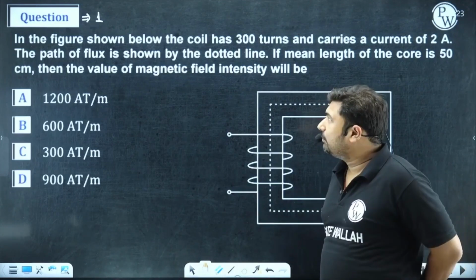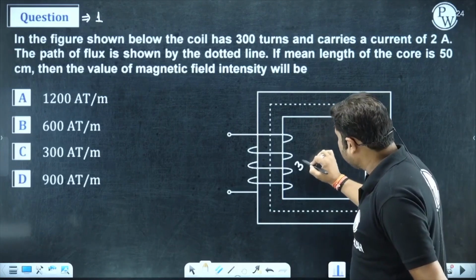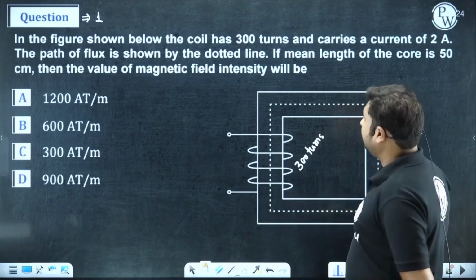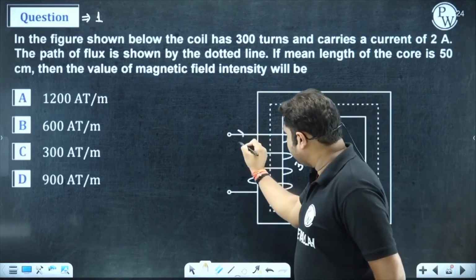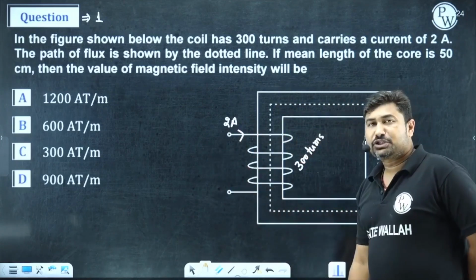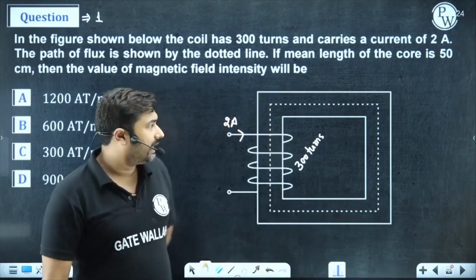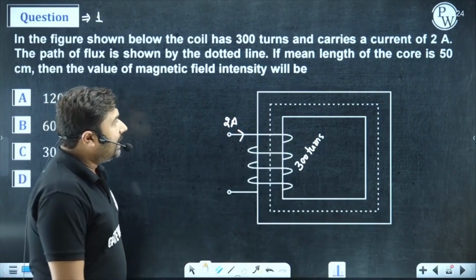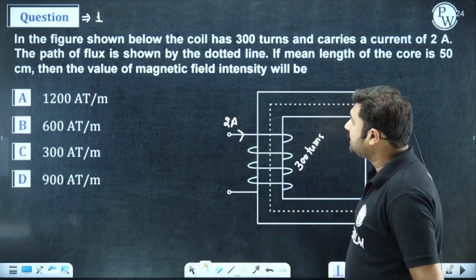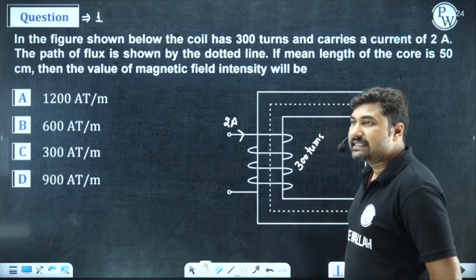In the figure shown below, the coil has 300 turns, okay, sir, and carries a current of 2 ampere. The path of the flux is shown by a dotted line, okay, sir. If the mean length of the core is 50 centimeter, then the value of magnetic field intensity will be, kindly check.